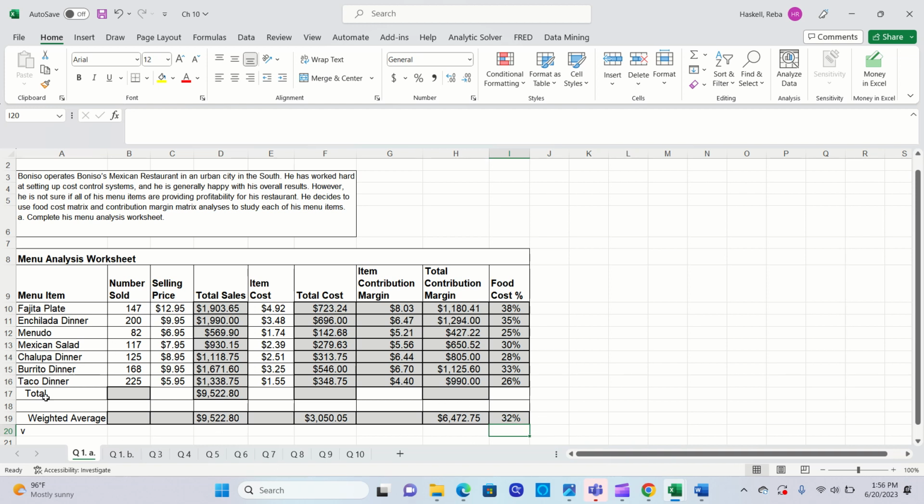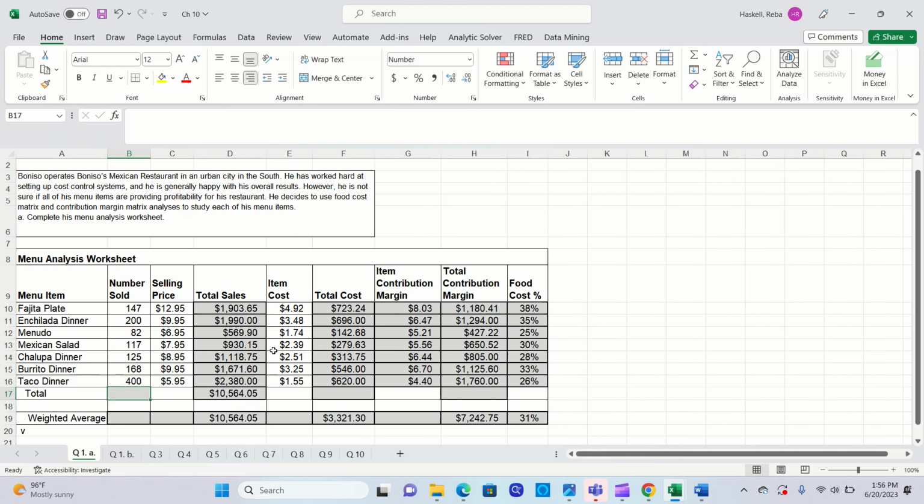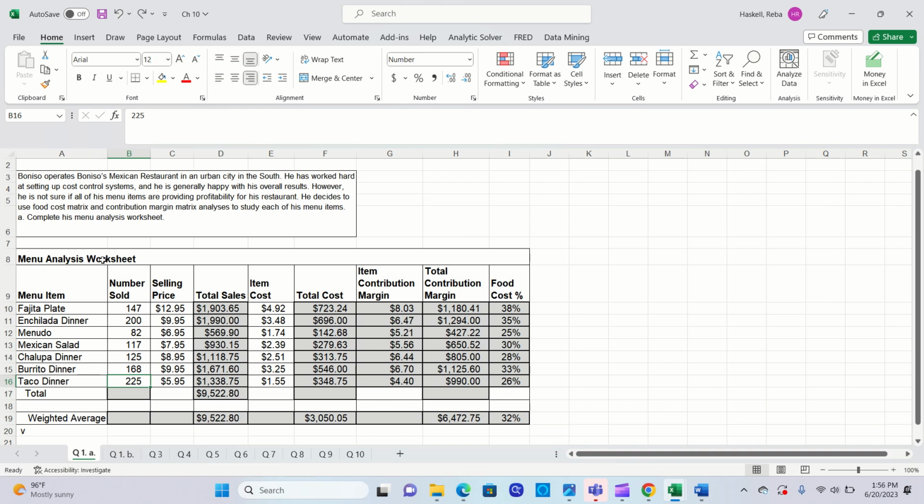Now let's say we go ahead and let's say we have a special. We sell 400 taco dinners. All right, so that's going to lower our food cost percentage, okay? Let's change it back. Now, let's say we have a fajita special, okay? At Cinco de Mayo, we sell, let's just say it went crazy, right? We sold 400 fajita plates. All of a sudden, our food cost percentage jumps up to 34%, okay?